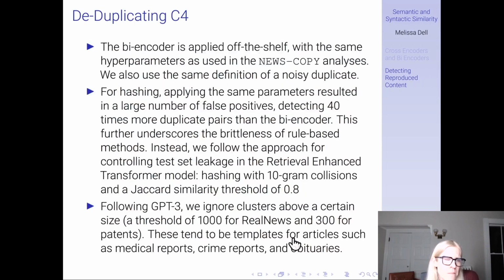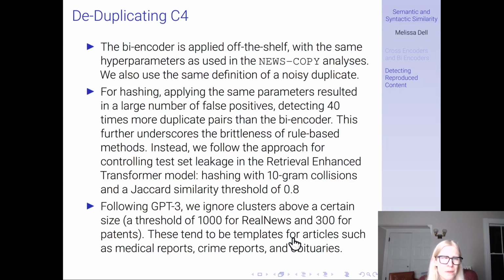All right. And so, as I said, we apply the bi-encoder off the shelf. We just use the same hyperparameters as are used in our news copy analysis. And we also use the same definition of a noisy duplicate.